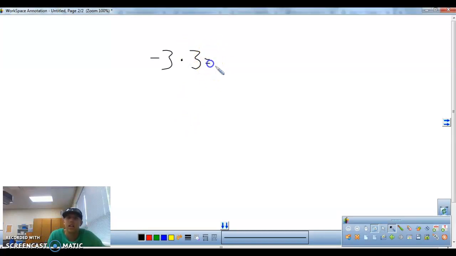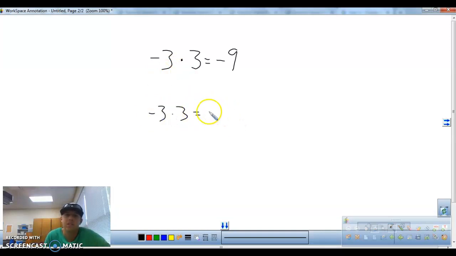Okay? Negative 3 times 3. Well, a negative times a positive gets you a negative. Your answer is going to be negative 9 here, okay? Well, another way to look at this is we could say negative 3 times 3 is the same as saying negative 3 times 5 plus negative 2.